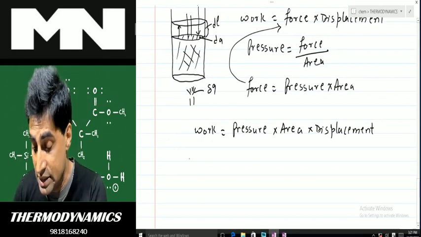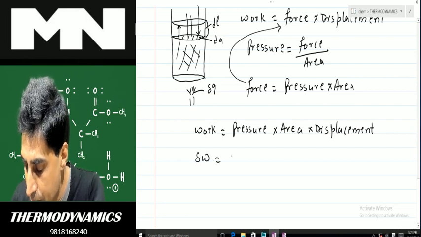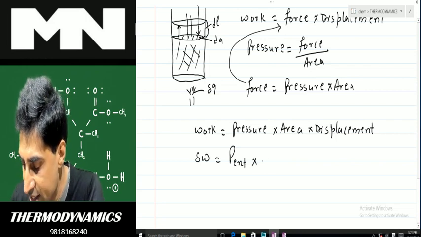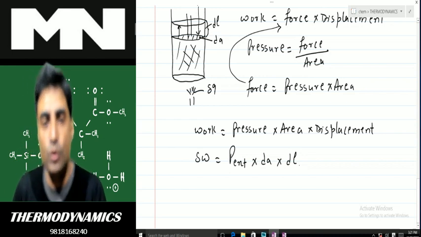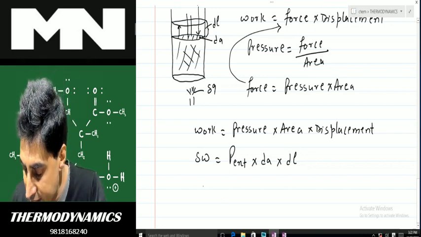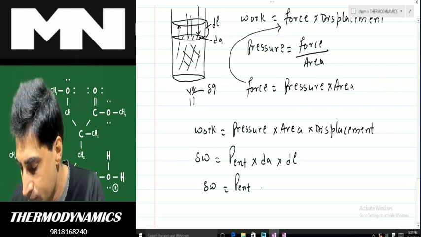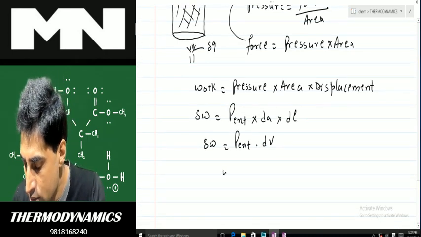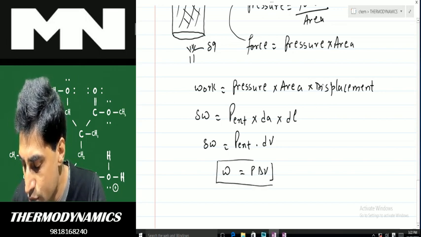We'll move on to the system now. So small amount of work done is always P external, because external pressure is constant, into area, in this case dA, into displacement dl. We know very well that area into height is always volume. So del W is equal to external pressure into dV. So we can say the work done is P delta V, that is pressure into change in volume.